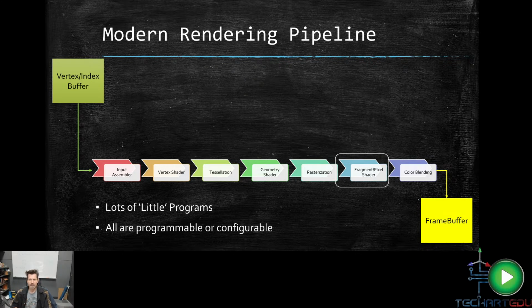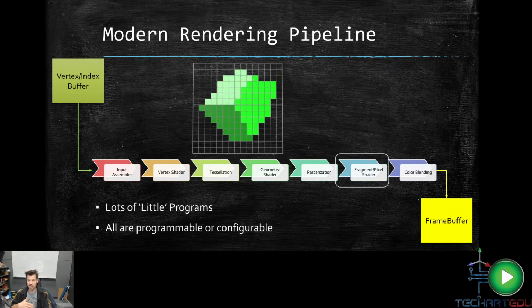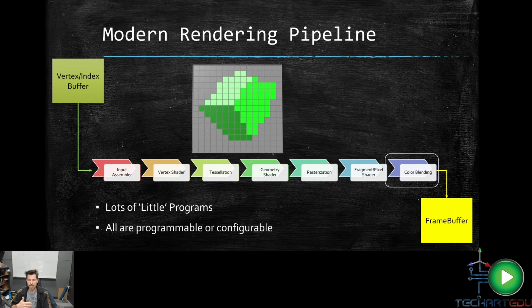bitmap, exactly. And then you go on to the fragment or the pixel shader, where the thing gets rendered, and then we go on to the color blending stage, in which all of the individual layers of all the individual objects that were rendered get loaded up and blended on top of each other, and then they get passed on to the final frame buffer.